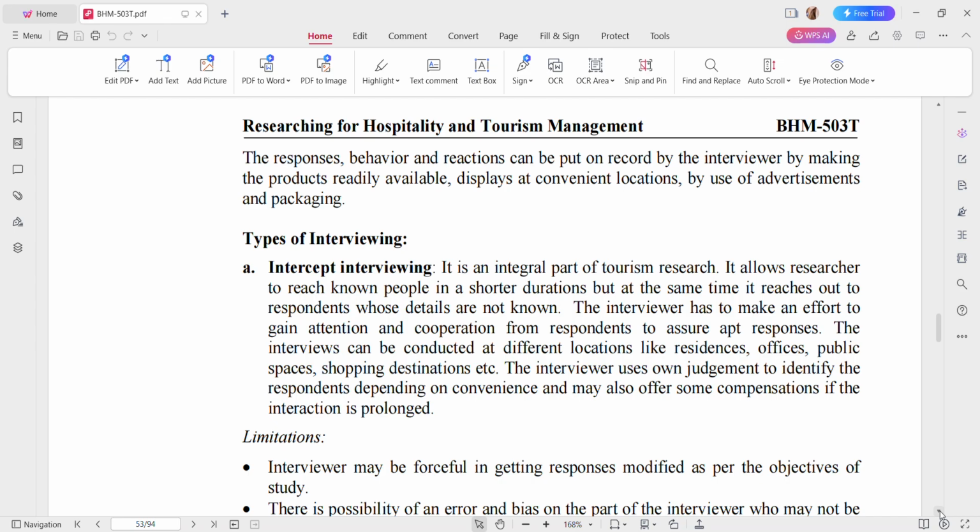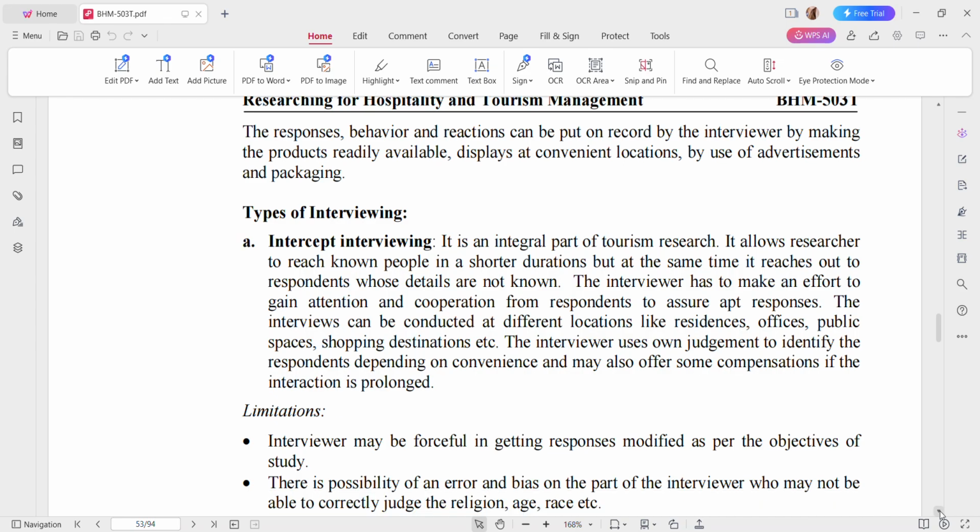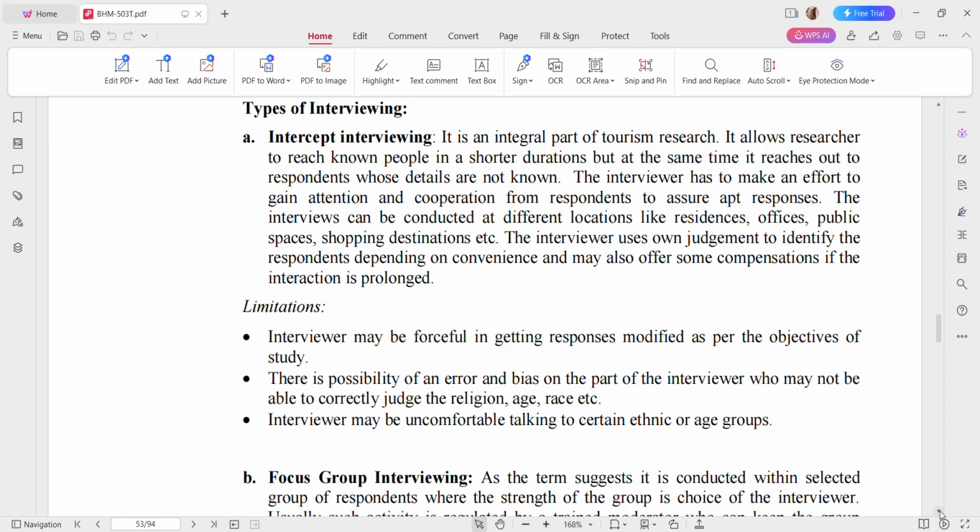So parang ano lang talaga siya. It's somewhat similar to convenience sampling. Kasi yung sino nakikita mo, sino nakakasalubong mo, tinatanong mo. Kasi nga dito intercept interviewing, no? So yan siya. So hindi siya ganun ka strong yung rapport and hindi ganun ka prolonged yung engagement ng researcher sa participants. So what are the limitations of this? Interviewer may be forceful, yan, in getting responses modified as per the objective of the study.